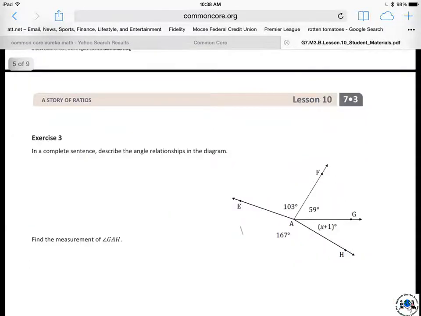Oh boy, look, another one of these. Alrighty. In a complete sentence, describe the angle relationships in the diagram and go ahead and find the measurement of angle GAH. A little bit of a twist. This looks a little different, huh? So go ahead and do that and come on back.